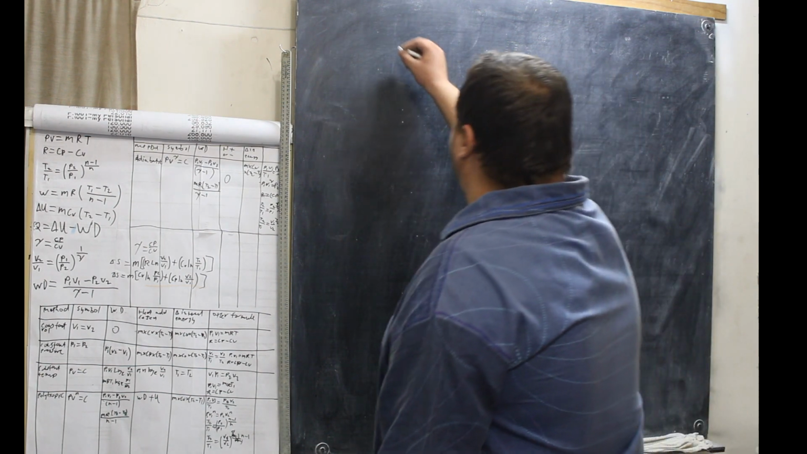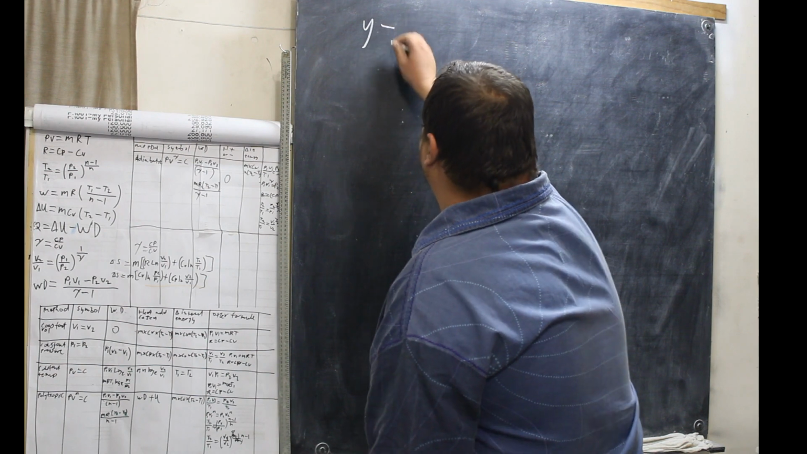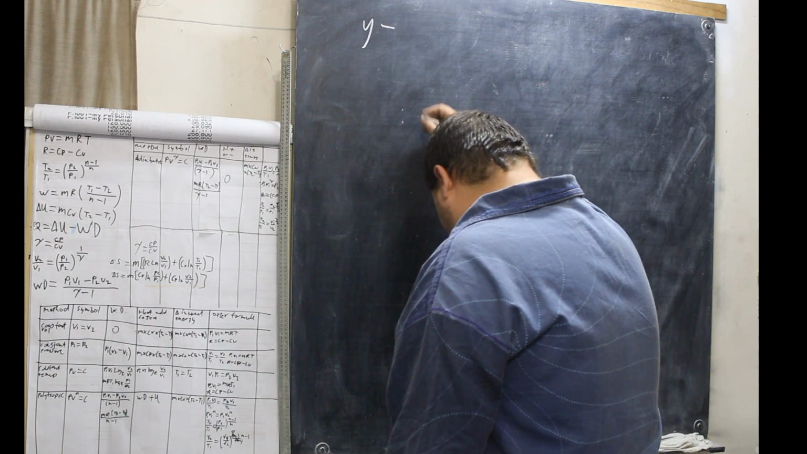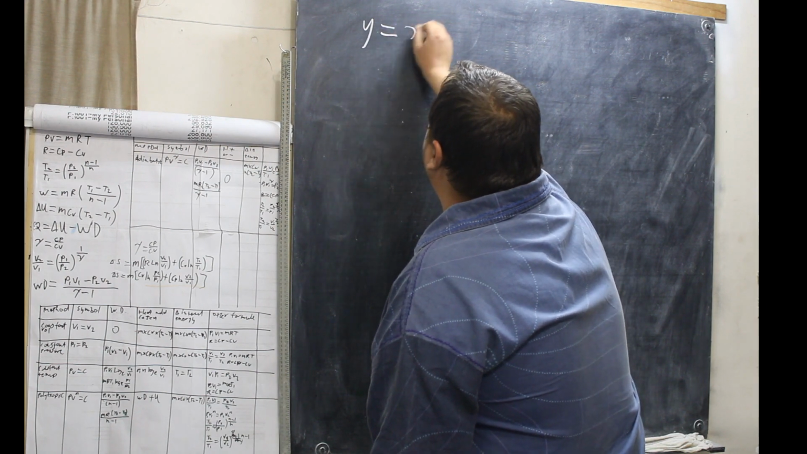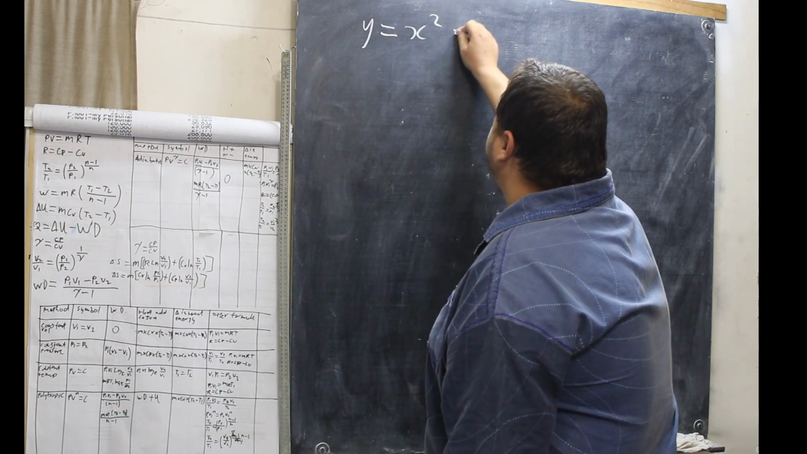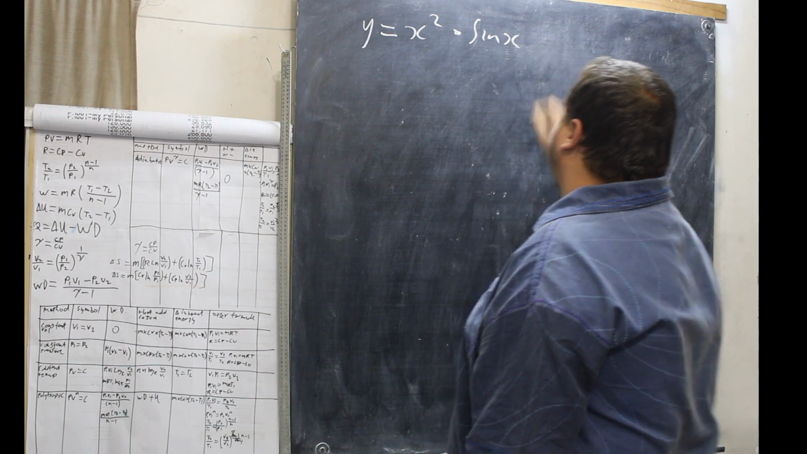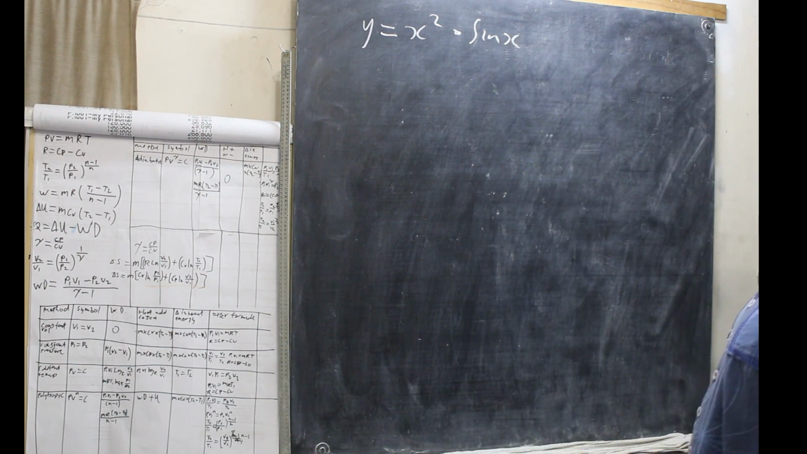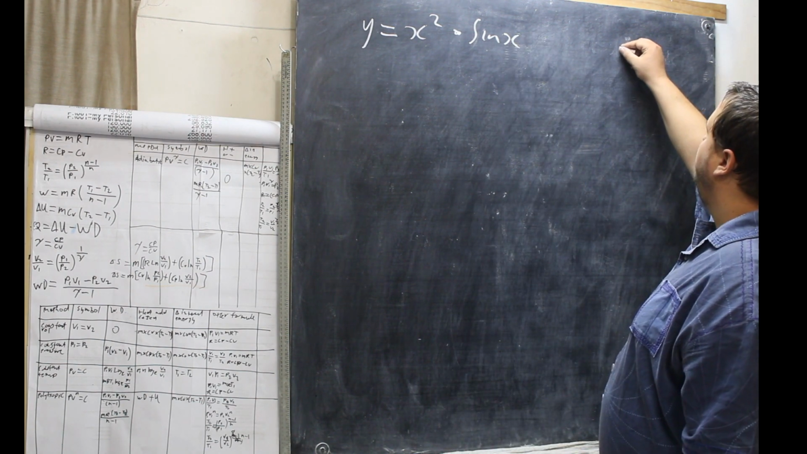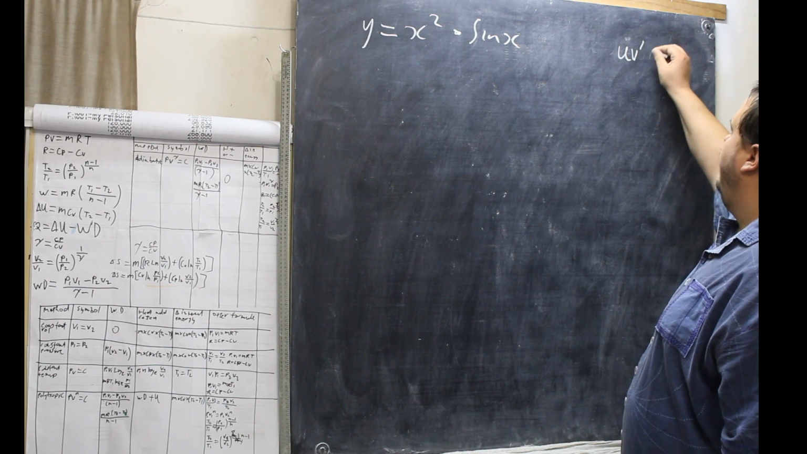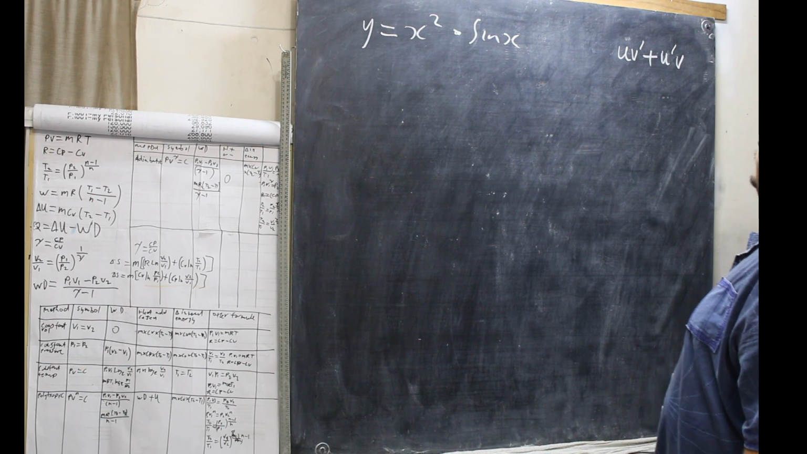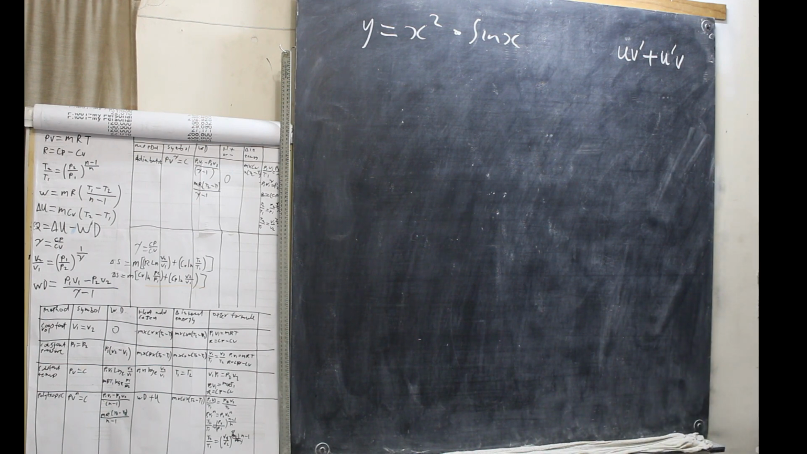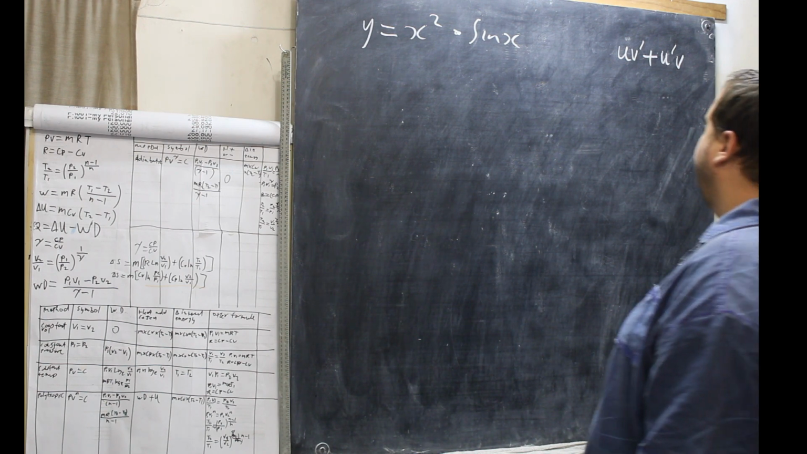Next is product rule. y equals x squared times sine x. Now, the product rule goes like this: u v prime plus u prime v. That is the formula we're going to follow here.